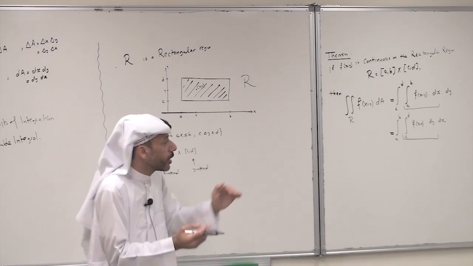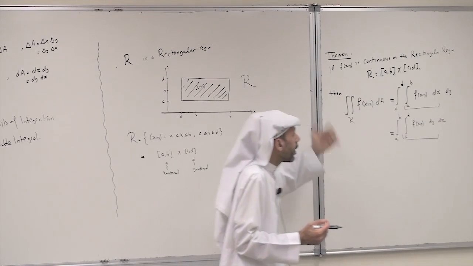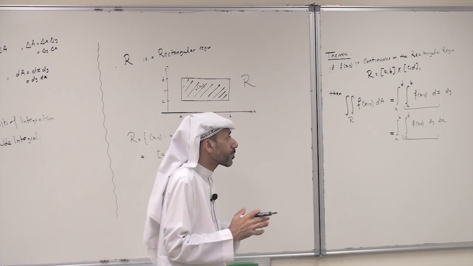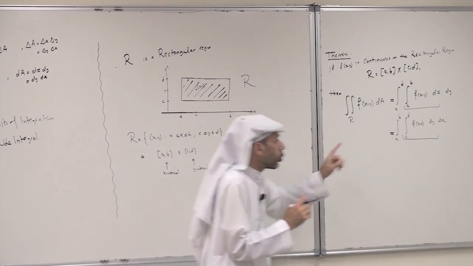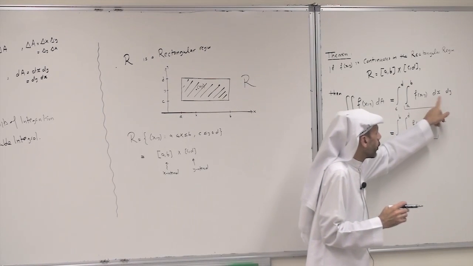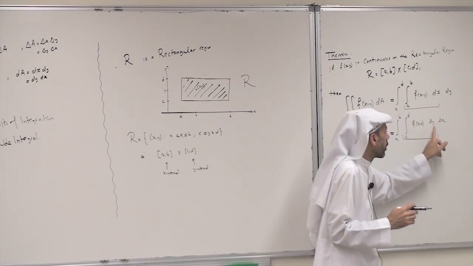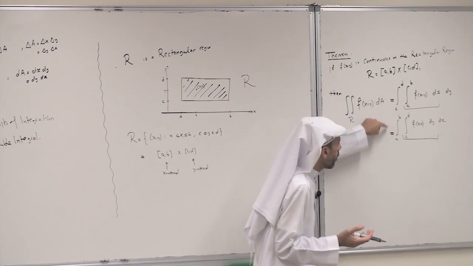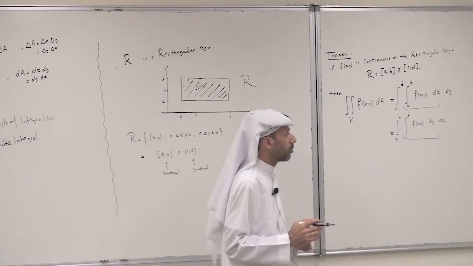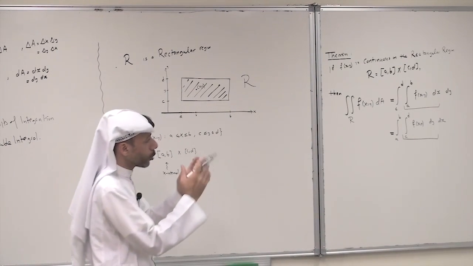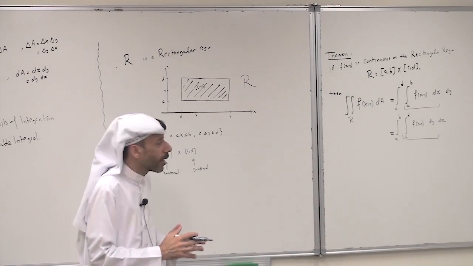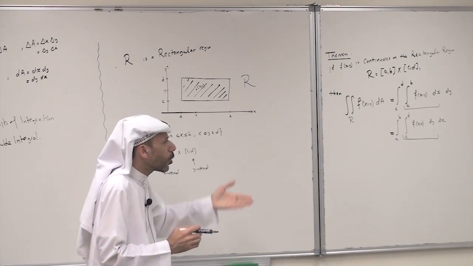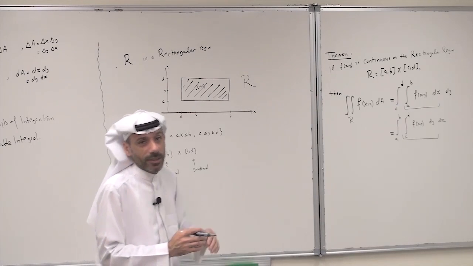So this is how to set up the limits of integration in case the region R is a rectangular region. You notice here that the order of integration, dx dy or dy dx, is not really important. You will get the same value. Well, how about how to evaluate the double integral?